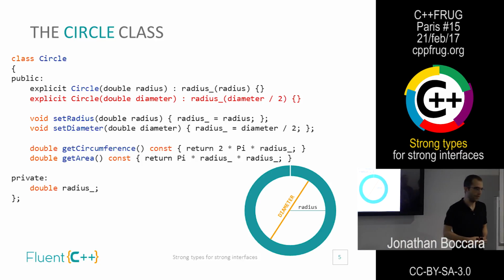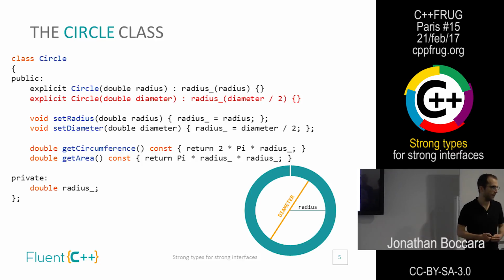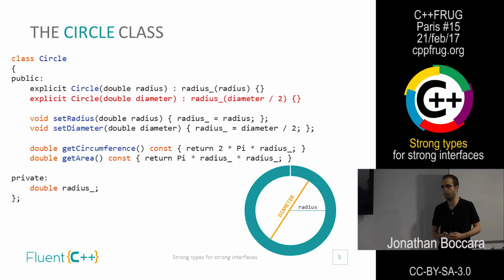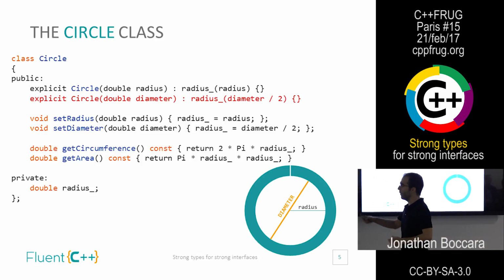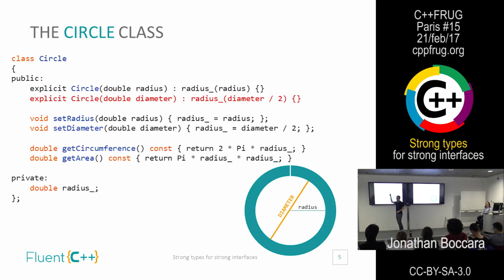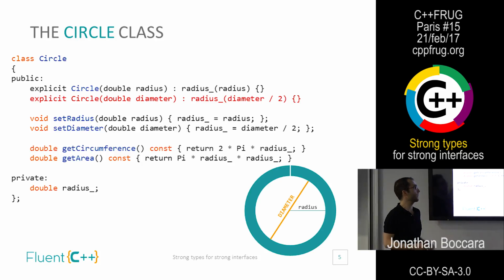A diameter is twice a radius, and there is no reason why we shouldn't be able to build a circle from a diameter if we can build it from a radius, right? So I can add a constructor up there that takes the diameter, converts it into a radius, and then the circle keeps on living its life.